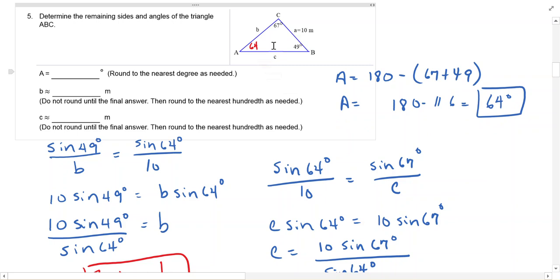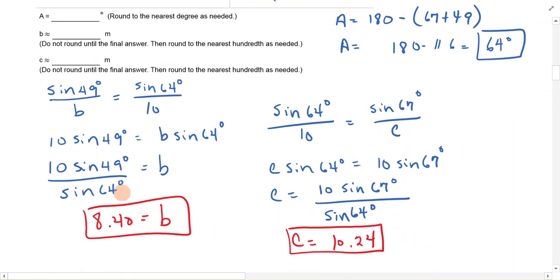So now I can solve for B. I can say sine of 49 over B is equal to sine of 64 over 10. Do our cross multiplication. And once you get to this point, that's all calculator. When I do them, I would say 10 times sine 49. I'd go ahead and hit enter. And then whatever you get, divide by sine 64. You can also solve for C, doing that same thing, and you should get C is 10.24.